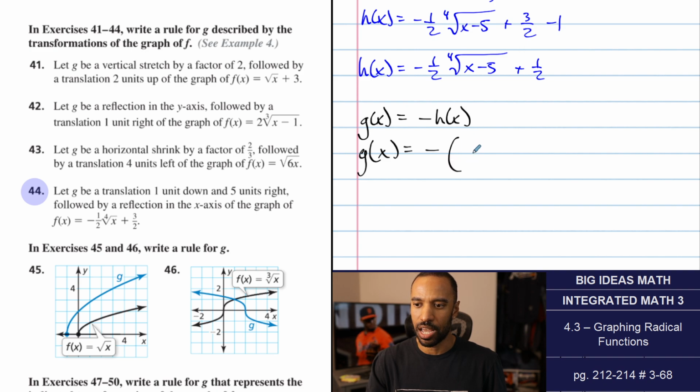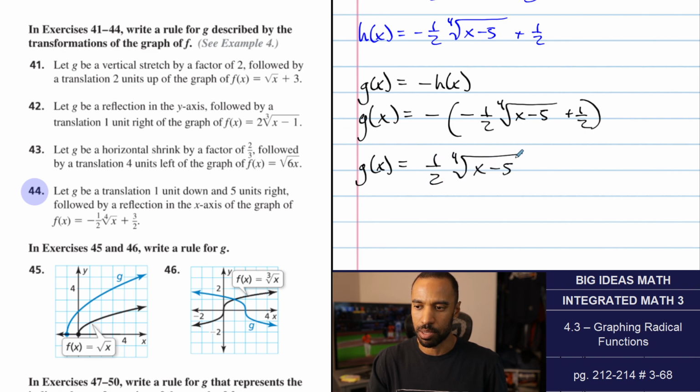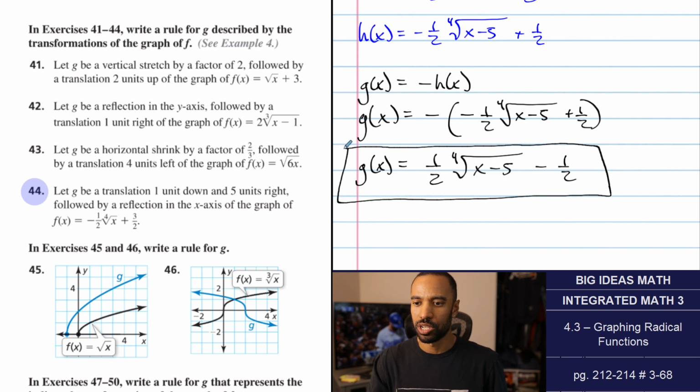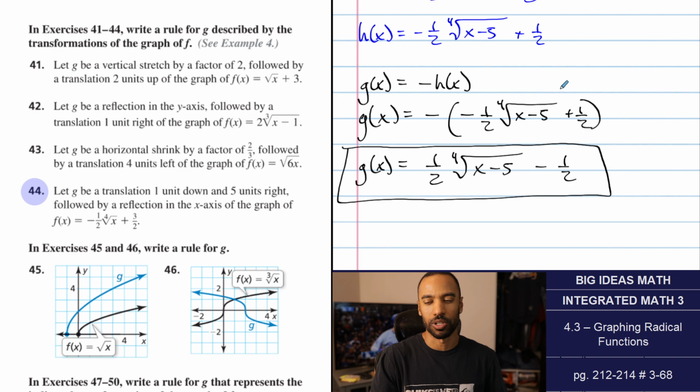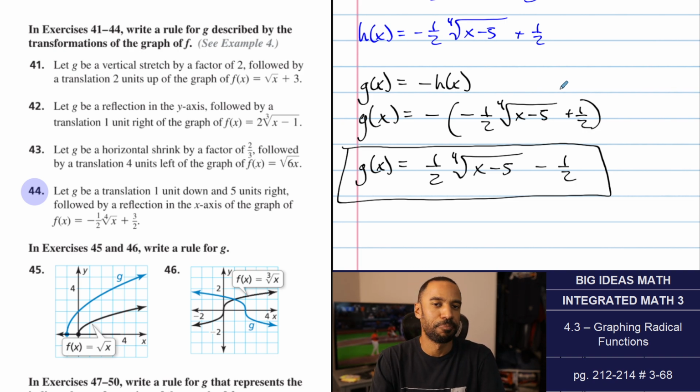We're going to take the opposite of this whole thing, like that, which means distributing the negative, which means that first portion is going to be positive. This will be a positive 1/2. This inside stays the same. There's no change there. And this is minus 1/2 there. So not much to make this look cool. It still looks ugly as an equation. It's probably fine to graph, but that's it.